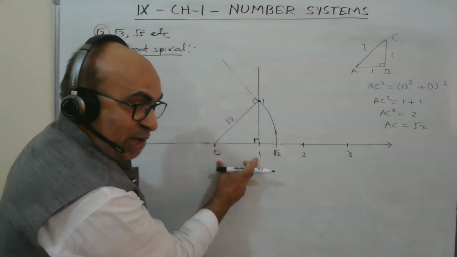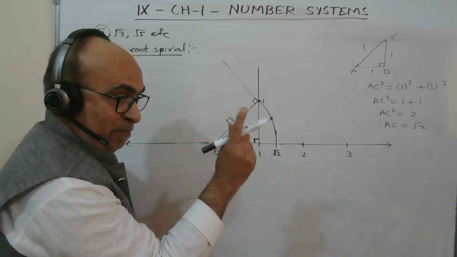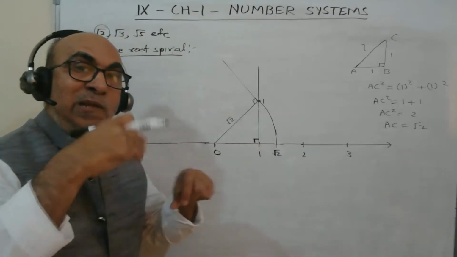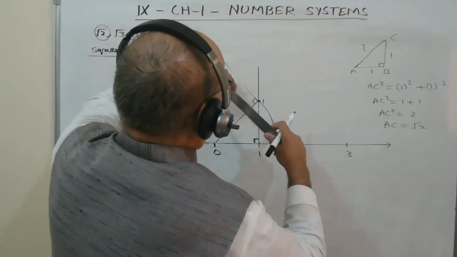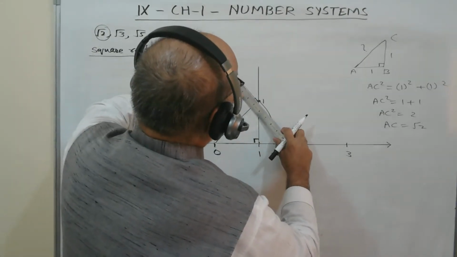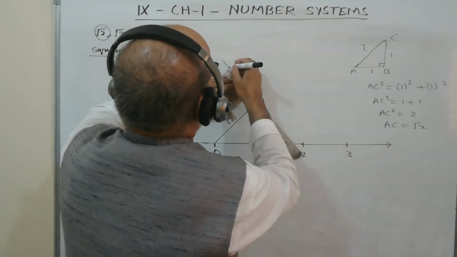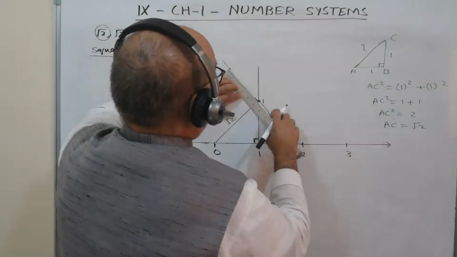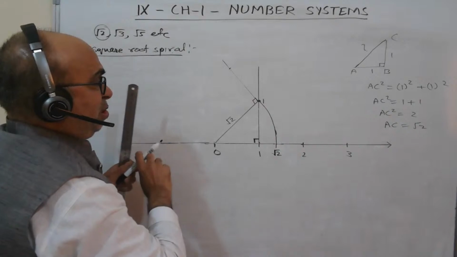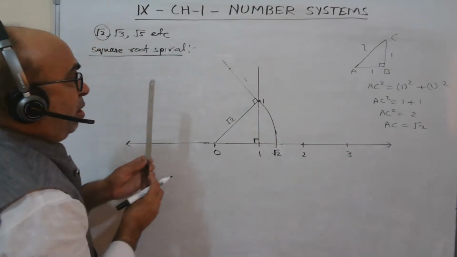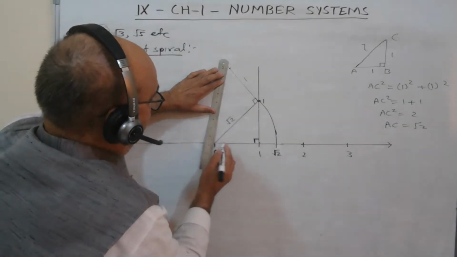Here we took 2 centimeter, but we are saying it is 1, right? To enlarge our diagram. Now here again you take 2 centimeter. Here I took 2 centimeter, this one. So now this distance is equal to this distance, equal to this distance. So this will be 1. And then you join it.